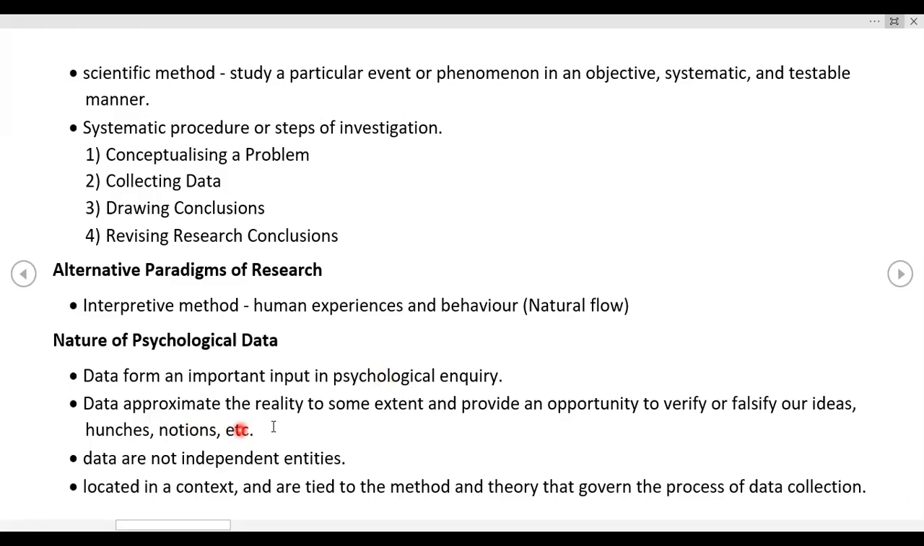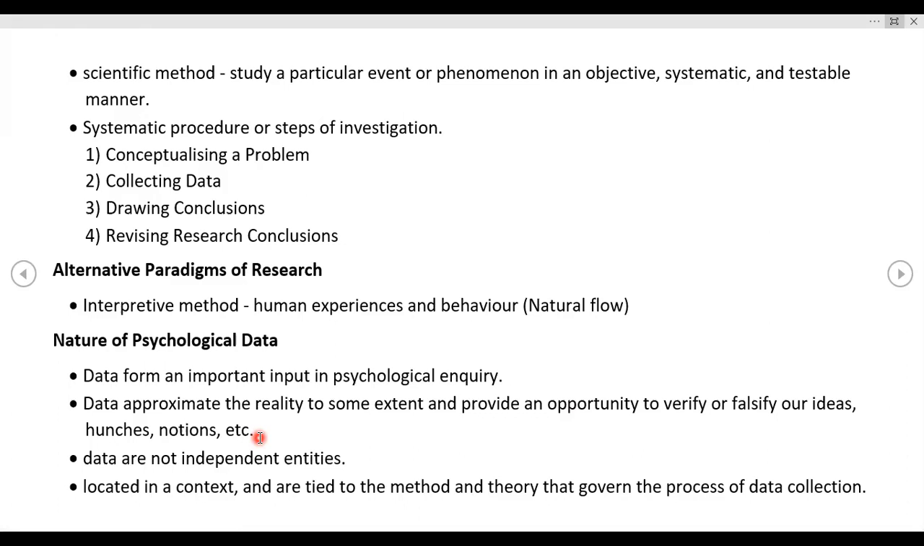Data approximate the reality to some extent. Yes, you cannot explain everything, but to some extent the data will be explaining, will have a meaning, and provide an opportunity to verify and falsify our ideas, hunches, and notions. Whatever you are thinking, after collecting the data, you can draw some conclusions. With that, you will learn something out of the data.